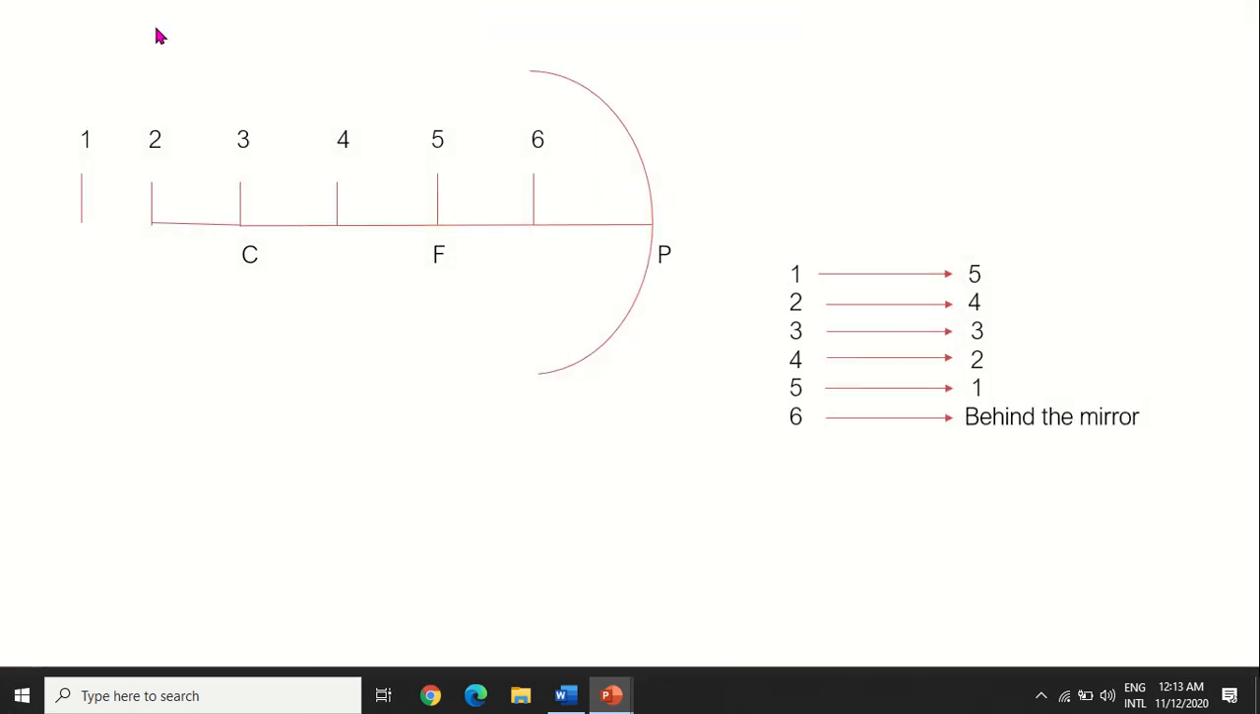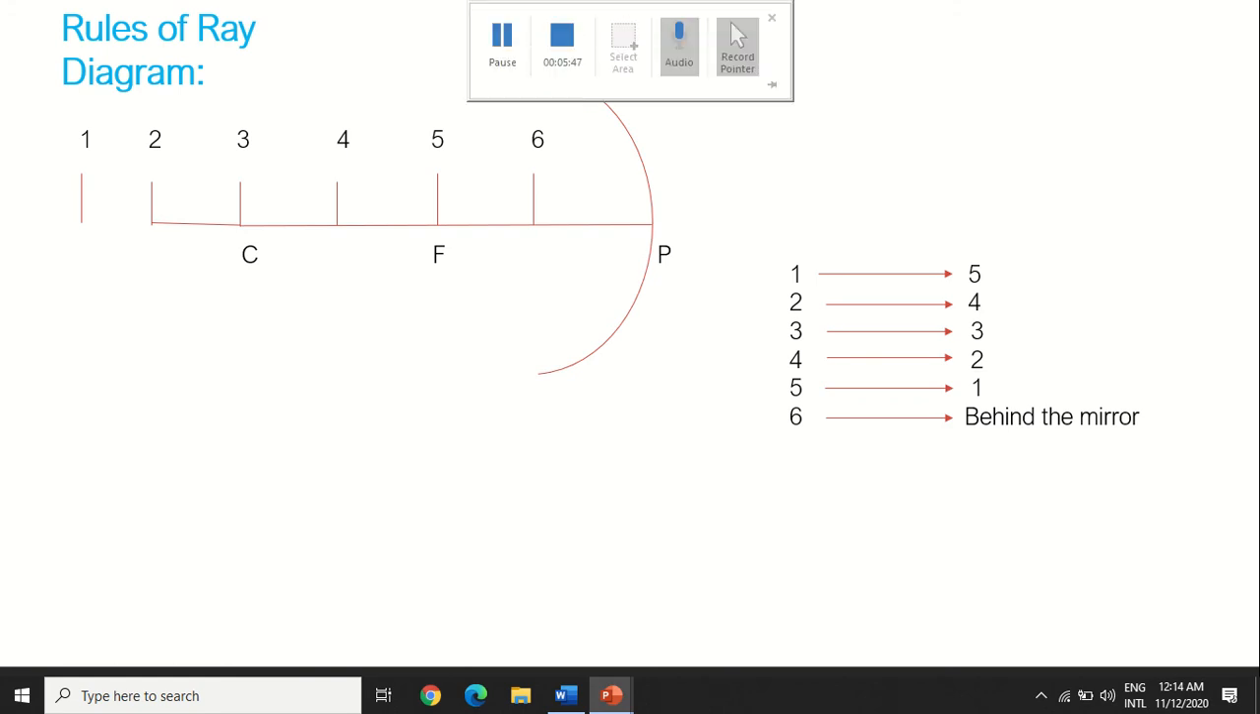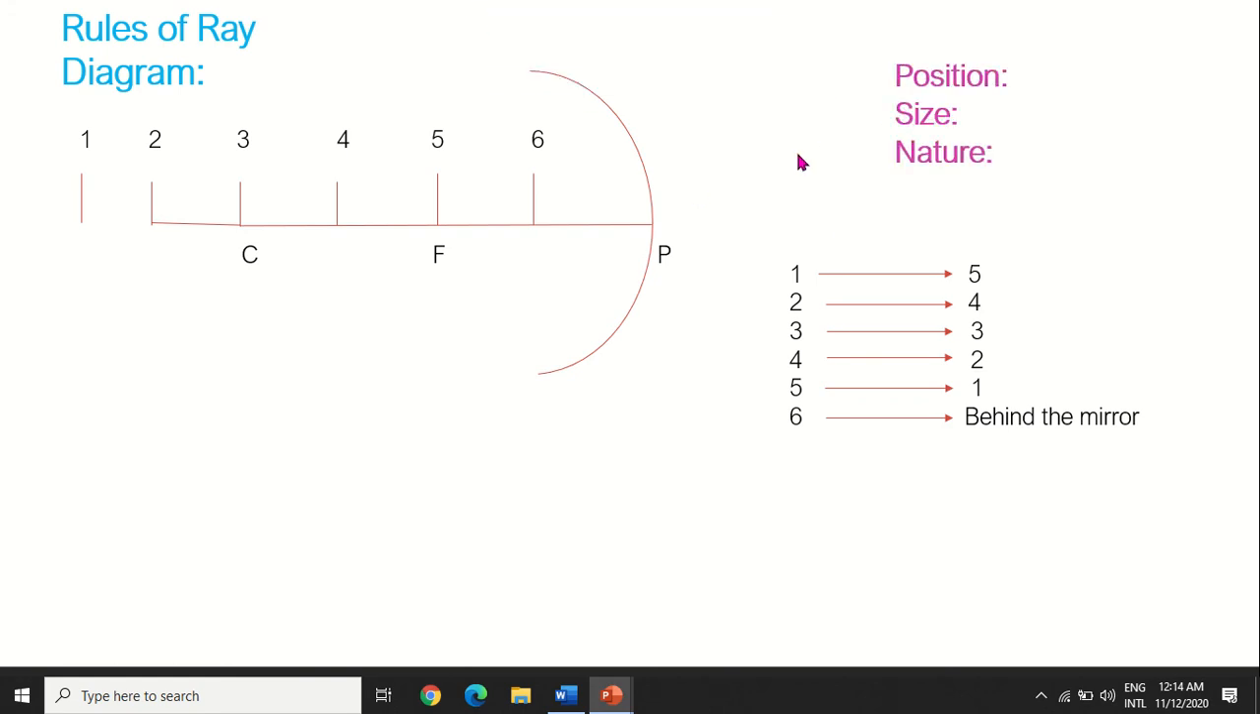Dear students, now I will explain the rules of ray diagram. That is, I will show you how to determine the position, nature and size of the image formed by a spherical mirror for different positions of an object placed on the principal axis. So, we will determine position, size and nature. So, you have to understand what is position, size and nature. Position means the distance of the image from the mirror.